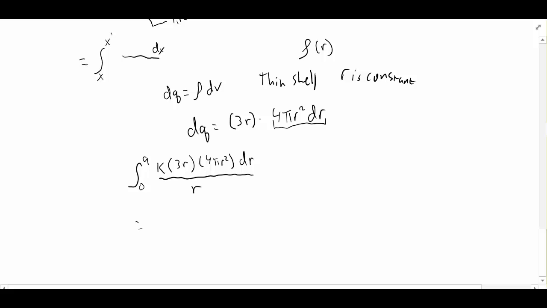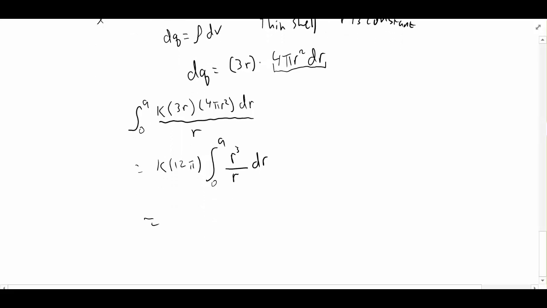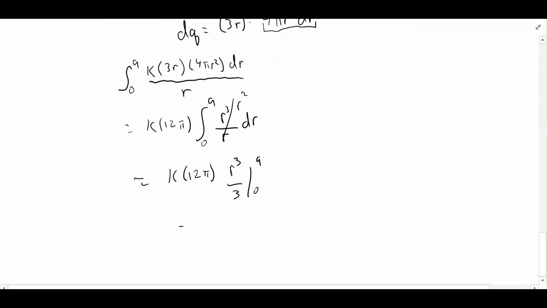Again, I may take the constants out of the integral, so I'm going to have k times 3 times 4 pi, which is 12 pi. I have to leave all of those r's inside, so I'm going to have an r cubed on the top, an r on the bottom, dr. So that's going to get me a k times 12 pi, and that's going to be an r squared, and we can integrate r squared like that. So now I'm left with k, and I can get my 12 and my 3 to go away.